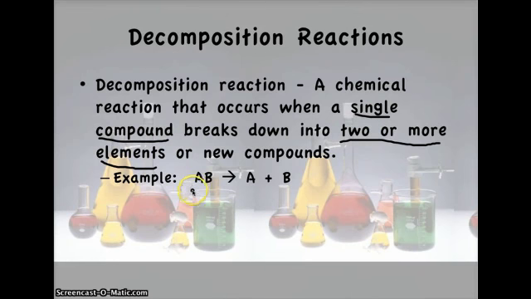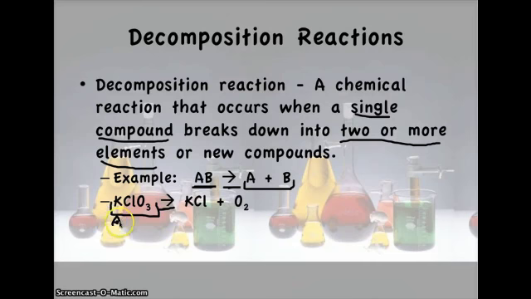So if we take a look, this is actually the reverse of our synthesis reaction. We start with AB, so we start with a compound. At the end of the reaction on our product side, we actually have A plus B. All right. If we take a look at this example, we start with one compound, KClO3. At the end of the reaction, we end up with KCl plus O2. So this is our AB. Here's our A. Here is our B.